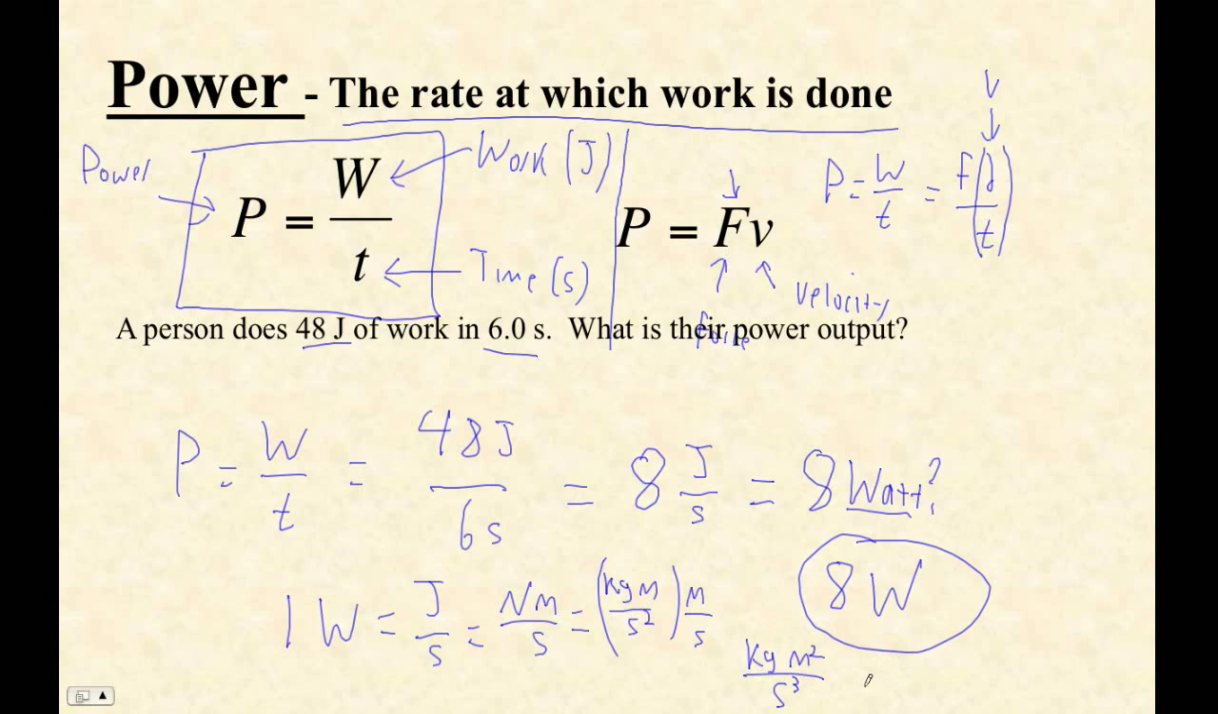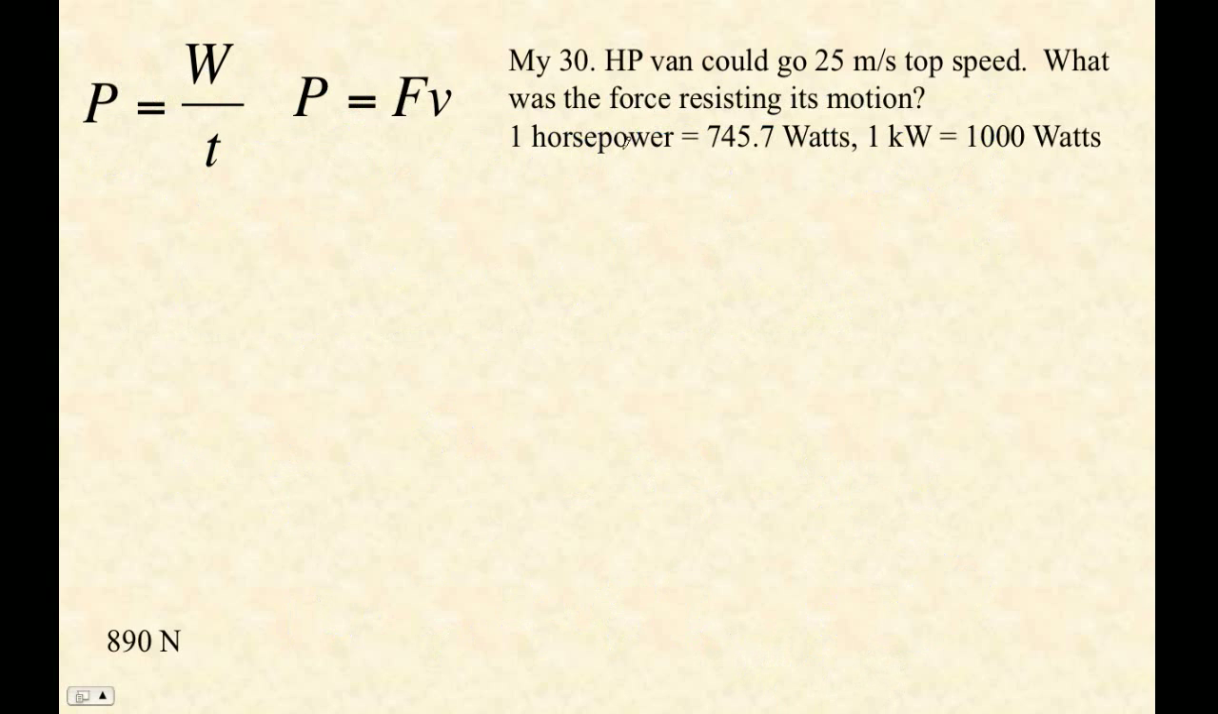Alrighty, so let's go to the next one here. We've got another example. I actually had a 23 window van that could go about 25 meters per second top speed, not 60 miles an hour, but it could go about 55. What is the force resisting its motion?